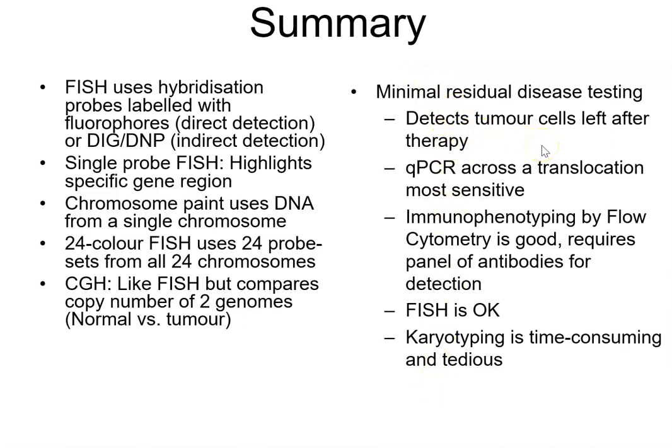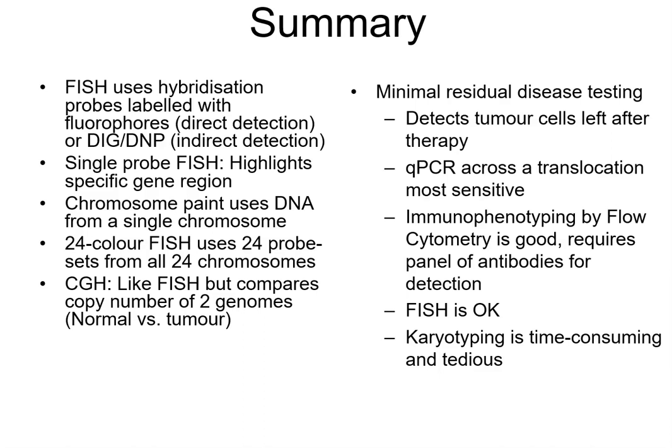That's the detecting of tumour cells after therapy. And the most sensitive is qPCR, but we can only do that when we have a tumour marker that is very tumour specific. So if we've got a translocation that's unique to the tumour, and we can PCR across that or across the transcript from a fusion gene, that's very, very sensitive, and we can detect one cell in 100 million that way. Or you could do immunophenotyping, which is flow cytometry based, where you could detect one cell in 10,000, maybe one cell in 100,000.